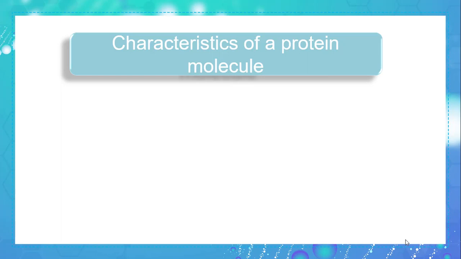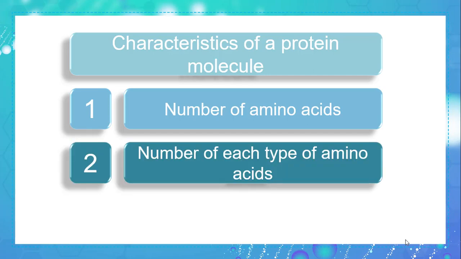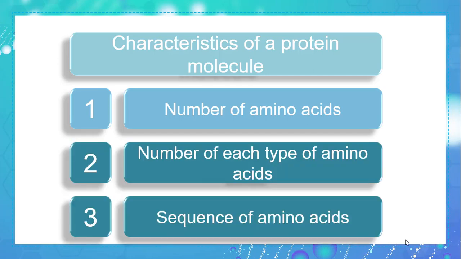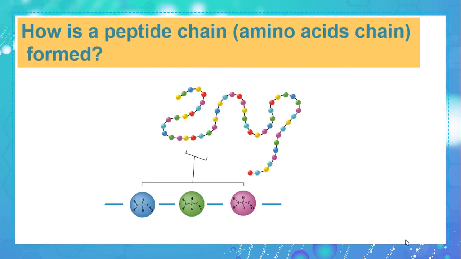First, let's recall the characteristics of a protein molecule. Every protein has a specific number of amino acids, a specific number of each type of amino acid, and a specific sequence of amino acids. Now, amino acids form up a protein molecule. But how is this peptide chain formed?